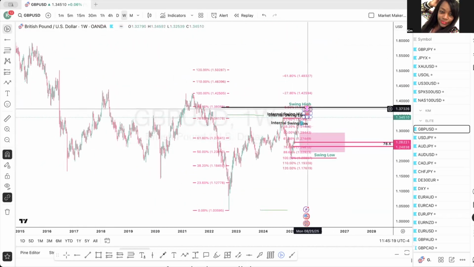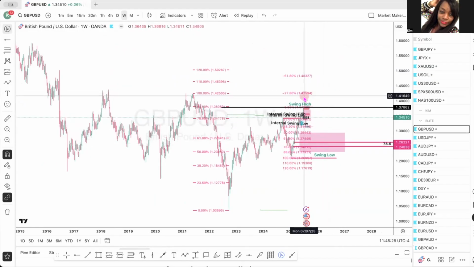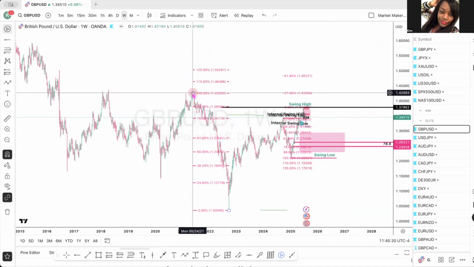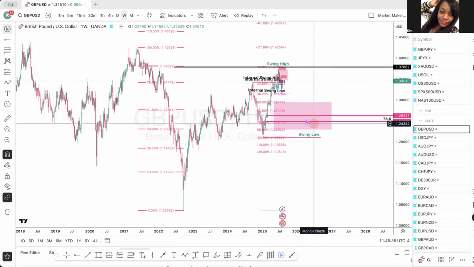Based on structure, we're still bullish, so I'm expecting a pullback to continue. This negative 27 is in alignment with this swing high right here. So that's more than enough confirmation for me to say, okay, it's probably going to come up here. Now, what happens once it gets up there is beyond me.